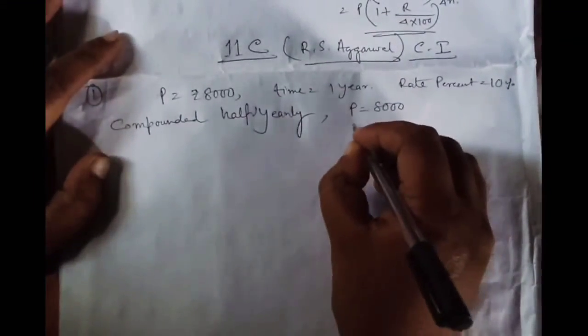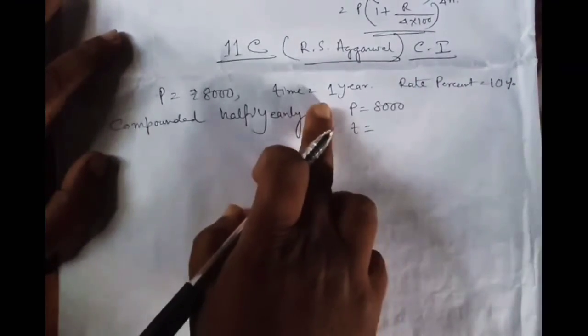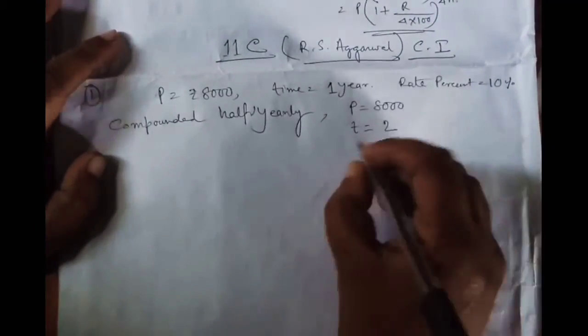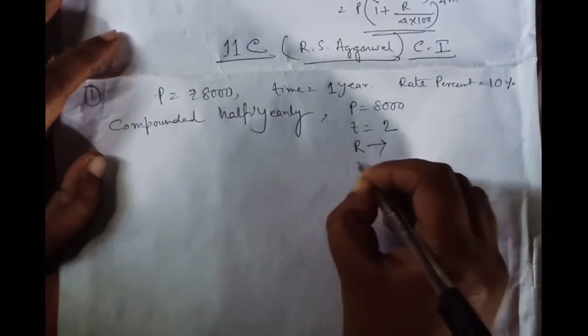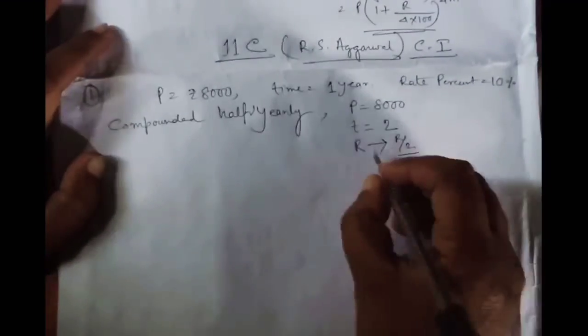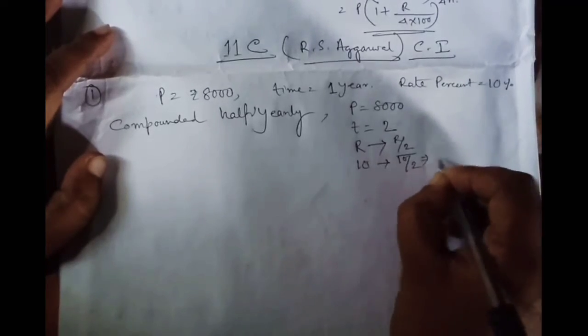T should be now, in 1 year there are 2 half years, so T should be 2 here, and the rate percent changes from 10 to R by 2 since it is compounded half yearly. So 10 should be changed to 10 by 2, that is 5.